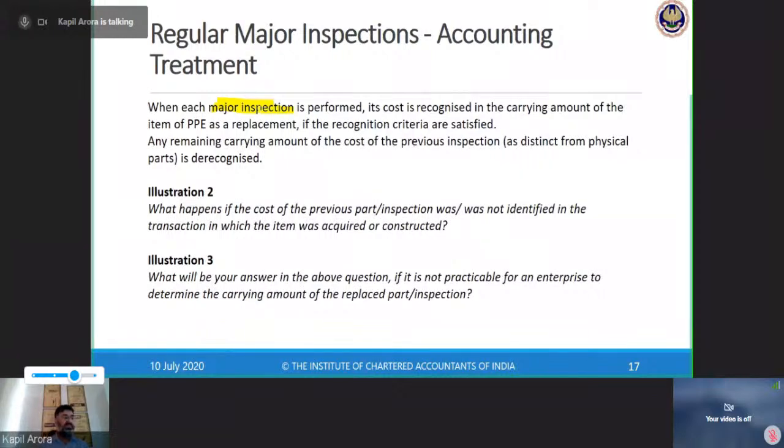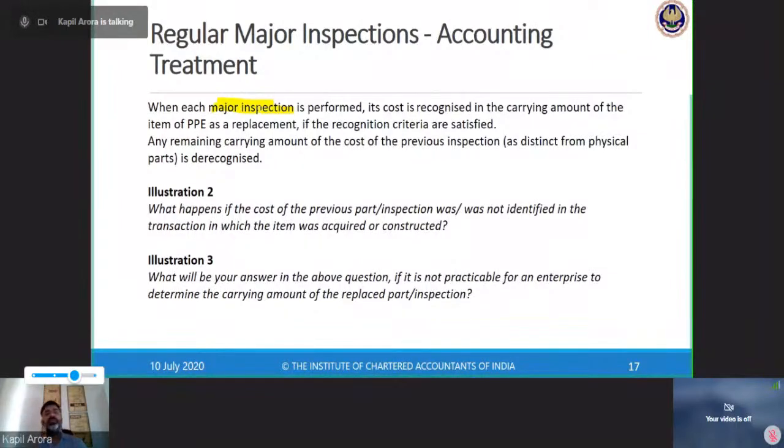So, Joseph, as you mentioned, that 12 months criteria is not getting met. When the 12 months criteria is not getting met, it is not property, plant and equipment. Right? Okay.